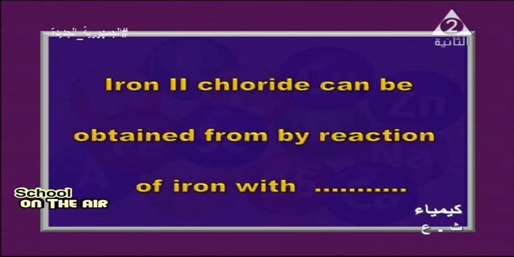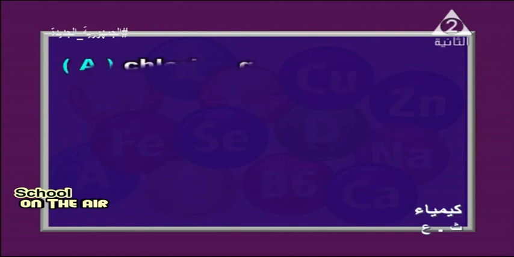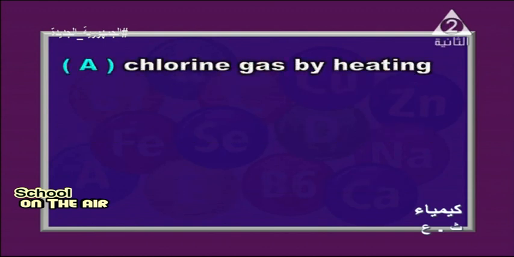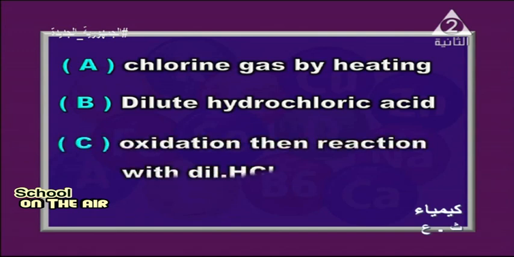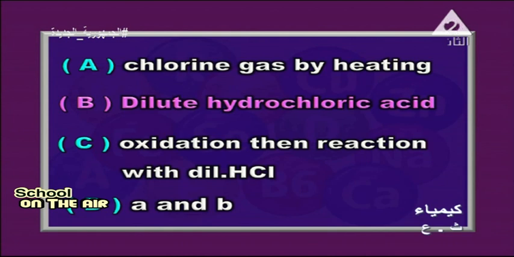Next point. Iron 2 chloride can be obtained from the reaction of iron with chlorine gas by heating, dilute hydrochloric acid, oxidation then reaction with dilute hydrochloric acid, or A and B. If you think about the equations here, the answer will be dilute hydrochloric acid.